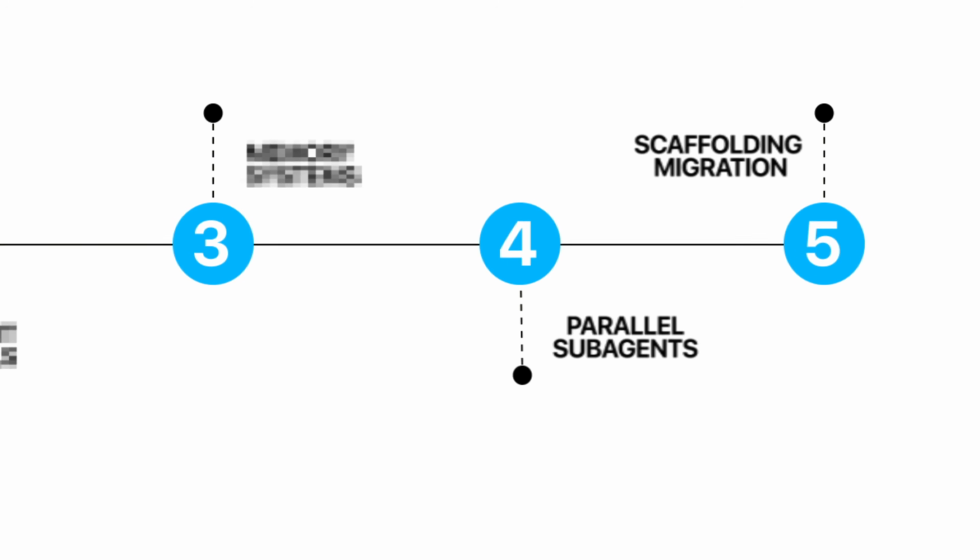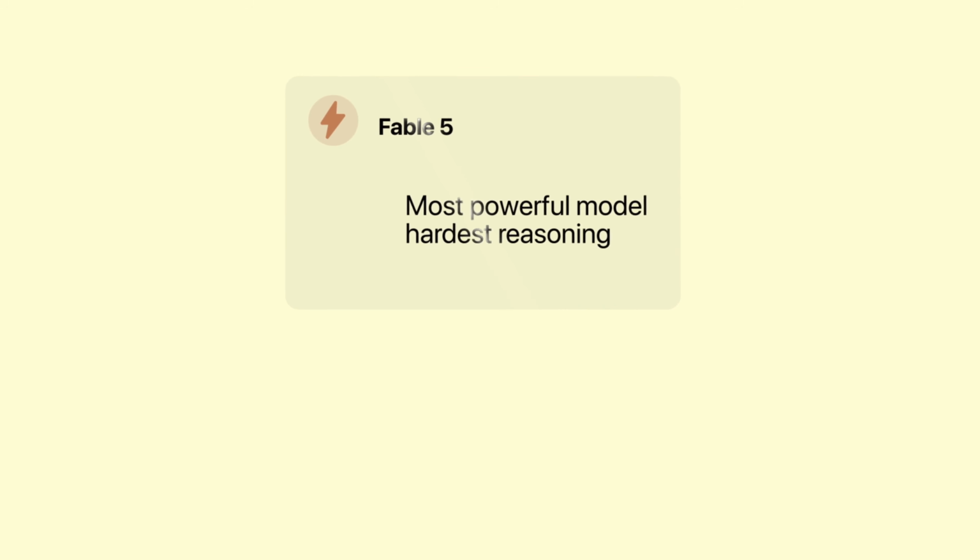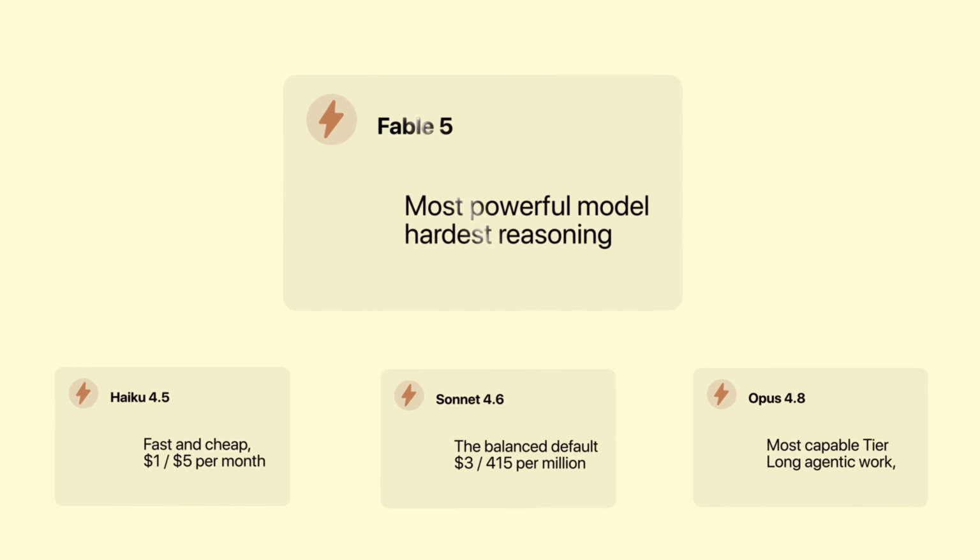Right? Now, number 4 is using parallel sub-agents and building for async. Fable 5 dispatches parallel sub-agents more easily than any prior Claude model. So the pattern here is you delegate independent subtasks simultaneously and keep working while they run. Don't wait for one to finish before starting the next one. Long-lived sub-agents that keep their context across subtasks also save time and cost through cached reads.